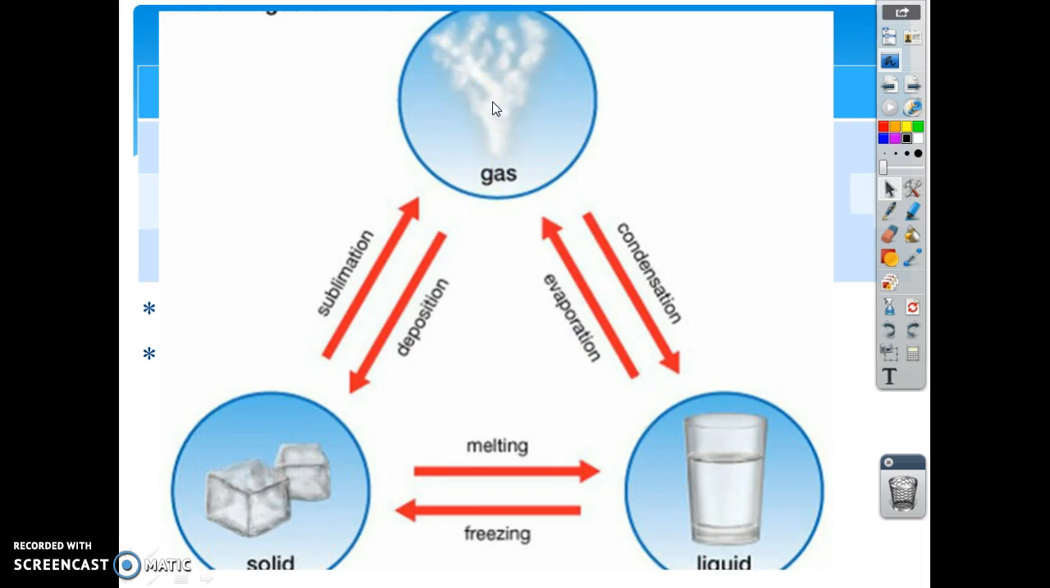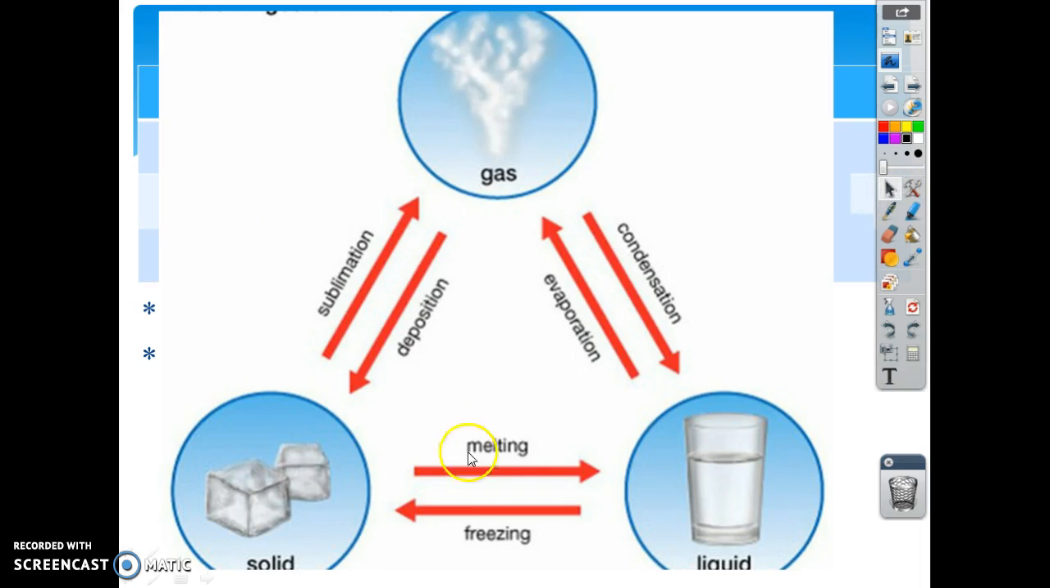Now my kinetic energy is really high. My gas is going to fill up whatever container it's in, and it's not going to have a definite volume. I can compress it, I can change the volume of it. If I go back from a gas to a liquid, it's going to be an example of condensation, and when that occurs, my kinetic energy is lowering and my potential energy is going up.